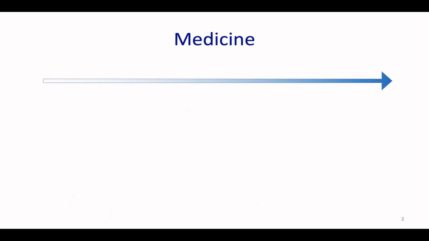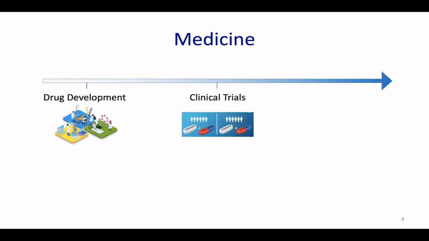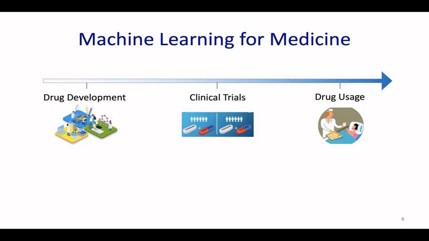If you think about the streamline for medicine, it has two stages. The first is drug development, where people develop new drugs and new proteins. Then those new drugs are sent to clinical trials to test for efficacy, toxicity, etc. After the drugs are approved, they go on the market and clinicians or physicians give them to the patients. So how can AI or machine learning help in this streamline?